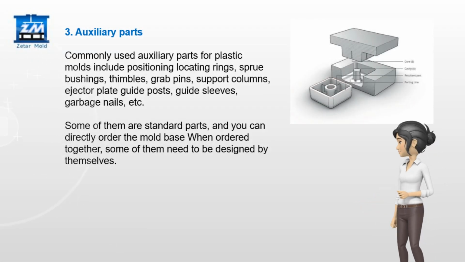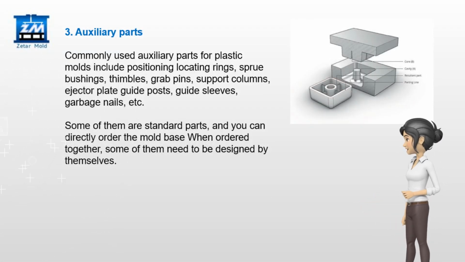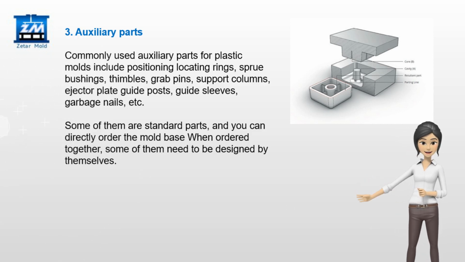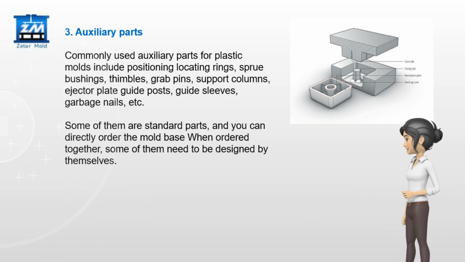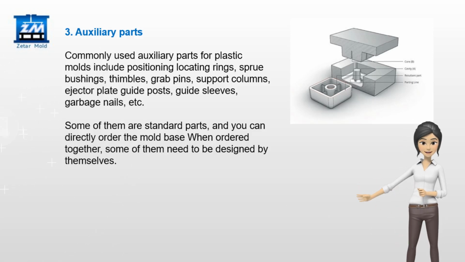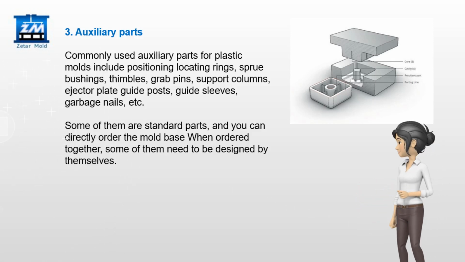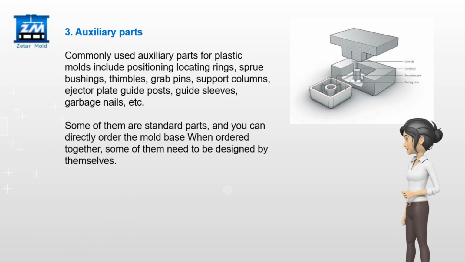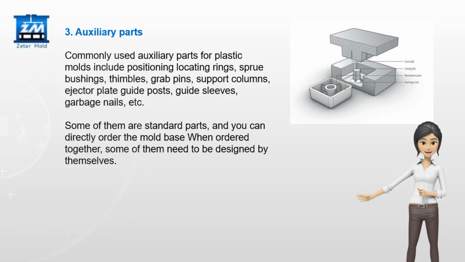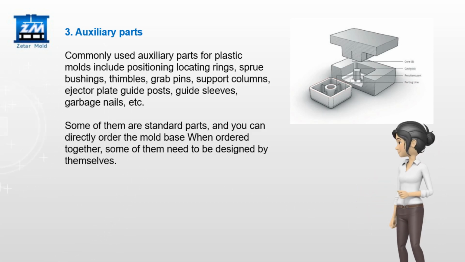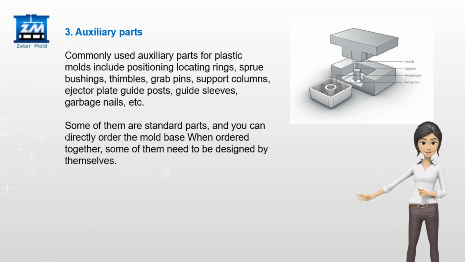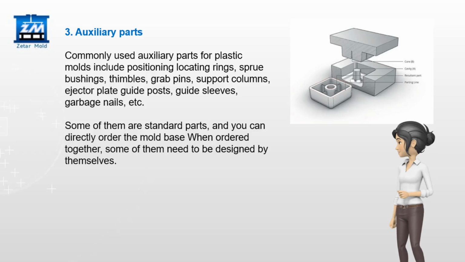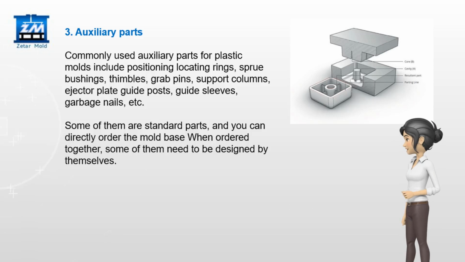Auxiliary parts. Commonly used auxiliary parts for plastic molds include positioning locating rings, sprue bushings, thimbles, grab pins, support columns, ejector plate guide posts, guide sleeves, garbage nails, etc. Some of them are standard parts, and you can directly order them together with the mold base. Some of them need to be designed by yourself.